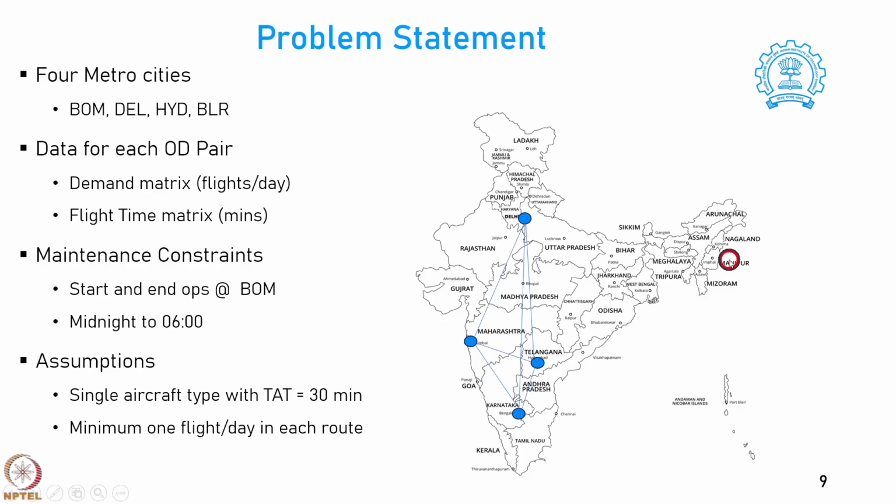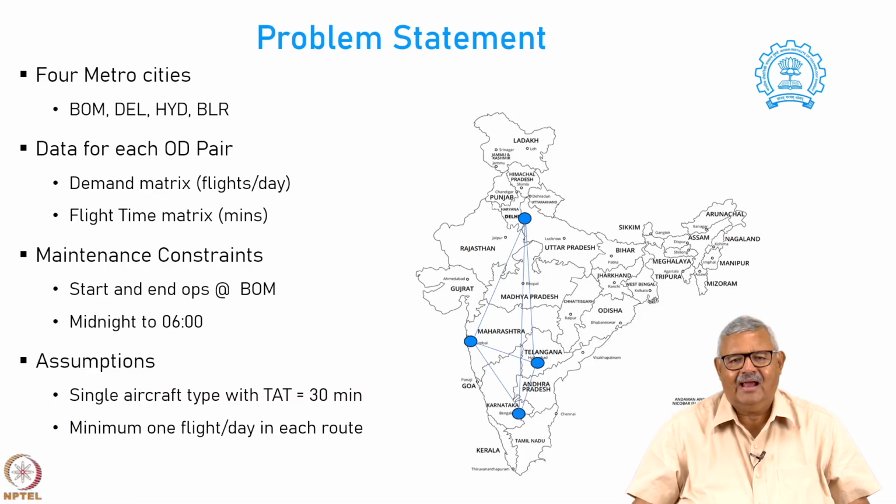One assumption is that we are looking at a single aircraft type. That means this airline only has one aircraft type which is flying on all these routes, and the turnaround time, that is the time between 2 flights at any point, the minimum time between the aircraft arriving and the aircraft departing, is 30 minutes.